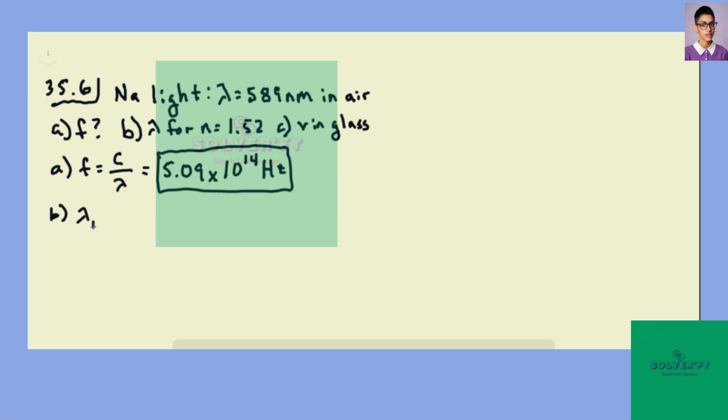So the wavelength in our glass is going to get shorter, because the points on the wave are arriving at the same rate, but they aren't leaving as quickly, so the wave gets sort of squished. And so this is 388 nanometers.